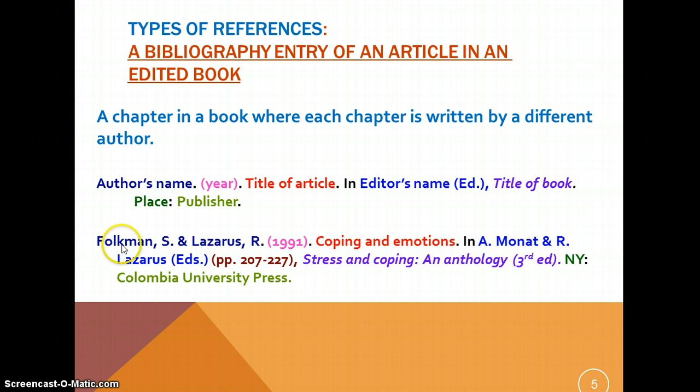Let's look at an example. So here we have Folkman and Lazarus. They wrote an article called Coping and Emotions in 1991. And that article was published in a book called Stress and Coping, an Anthology, that was edited by Monet and Lazarus. The book was published in New York by Columbia University Press.